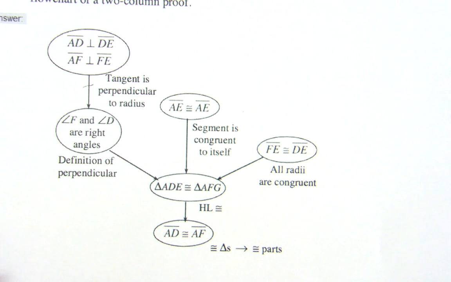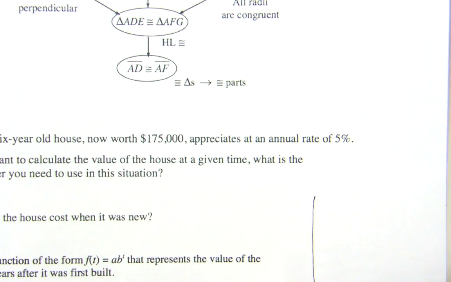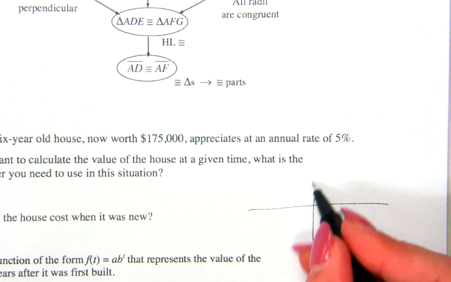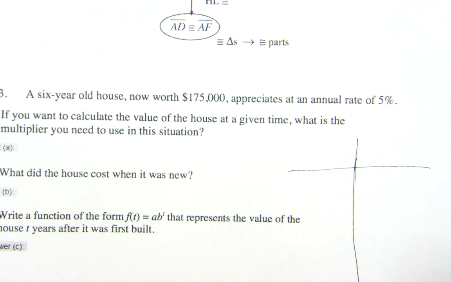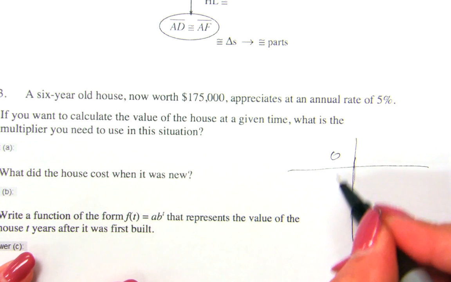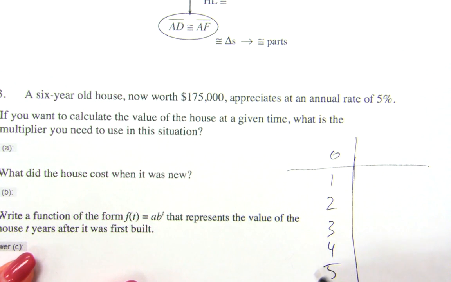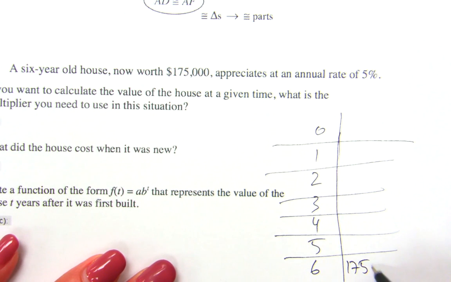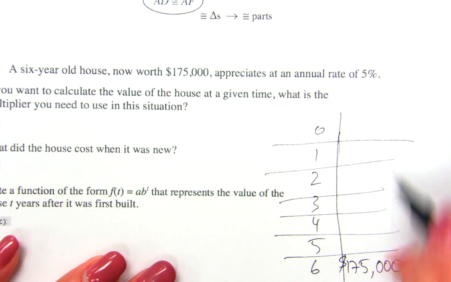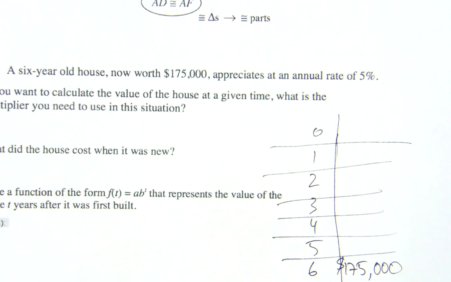And then the last one, which is a little bit more of an interesting problem: a 6-year-old house is now worth $175,000. So obviously they're not in California, because that would never happen. It appreciates at an annual rate of 5%. So 0, 1, 2, 3, 4, 5, 6. So it's 6 years old. So that means right now it's $175,000. You don't know how much it was when you first bought it, but you do know that it's been increasing at a rate of 5%.